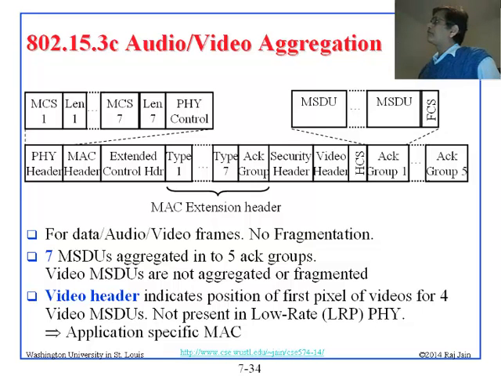And then the rest of the stuff is here: the MAC header, PHY header, and so forth. This is the MCS, which is indicated in the PHY header. This is the length of the whole packet, and so on. Now, there is this type for 1 through 7.